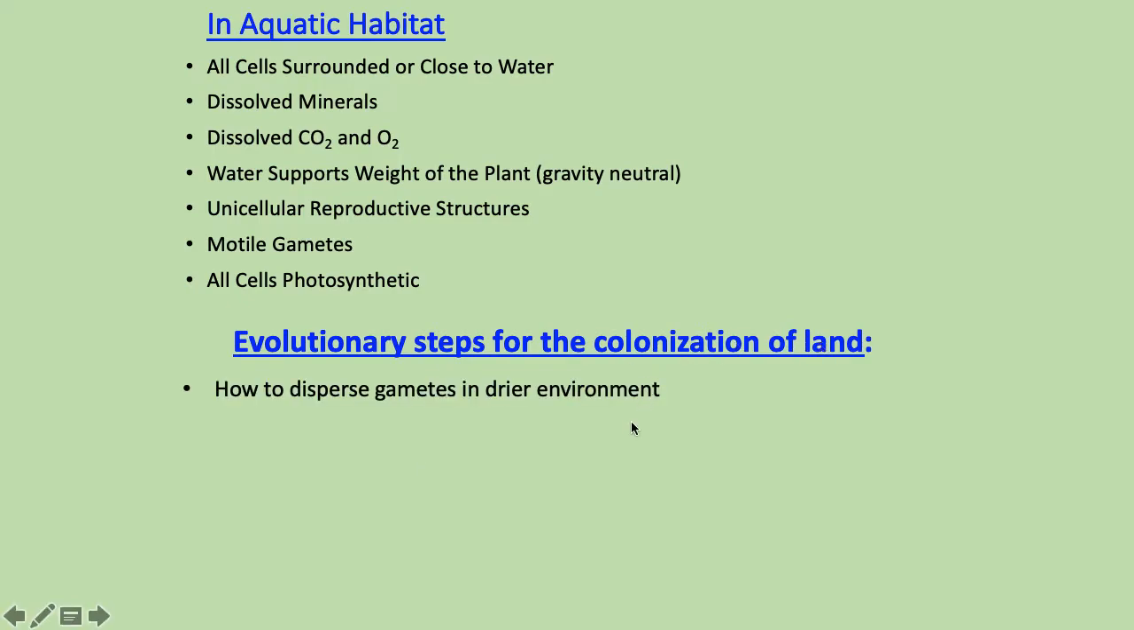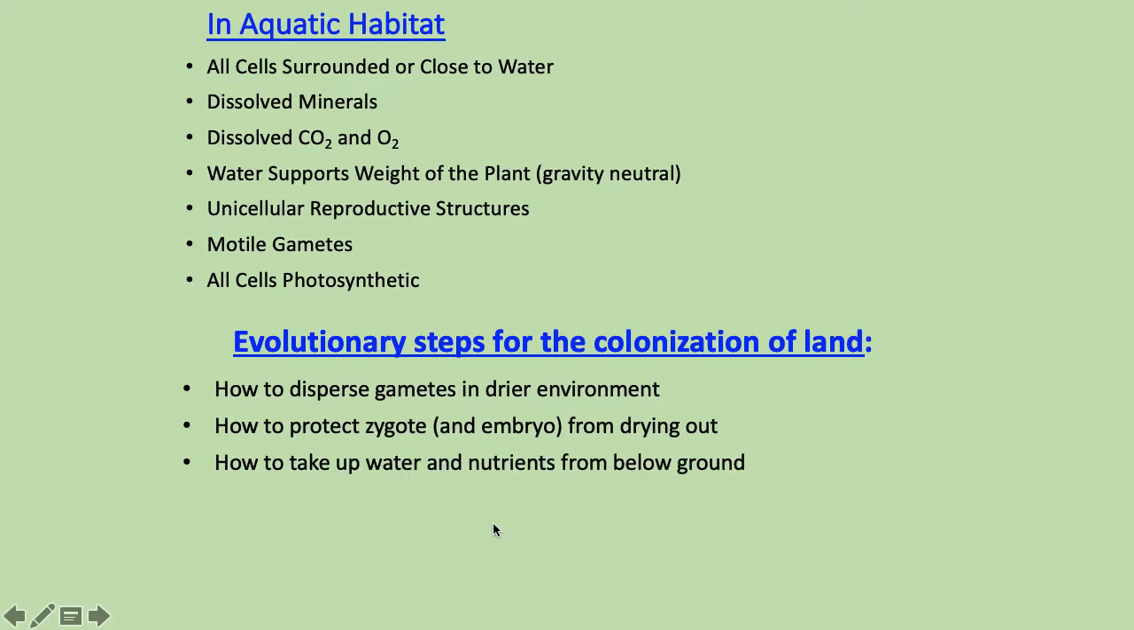How do land plants disperse their gametes in drier environments, so we're moving away from water. We're going to start cutting the ties. How do we protect the zygote and embryo from drying out? So you'll see the evolution of seeds tomorrow. How to take up water and nutrients from below ground. So instead of rhizoids, now we're actually going to develop roots. How to take up CO2 from the air, stomatas.